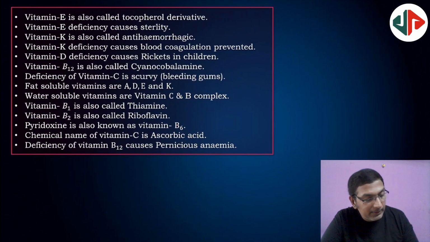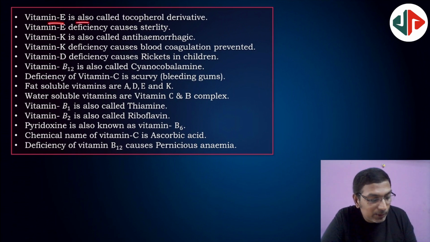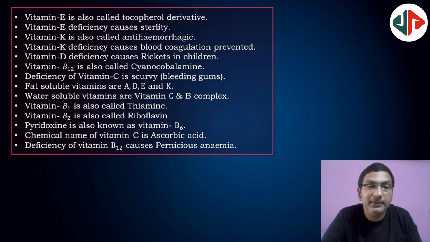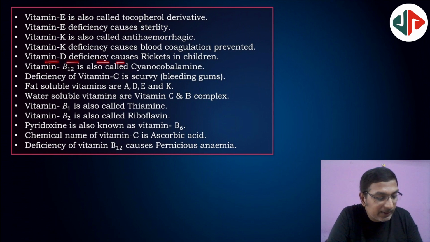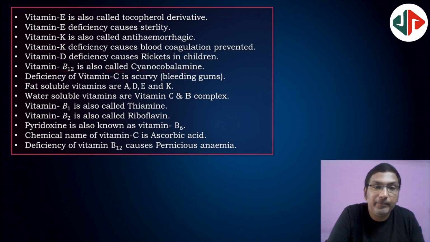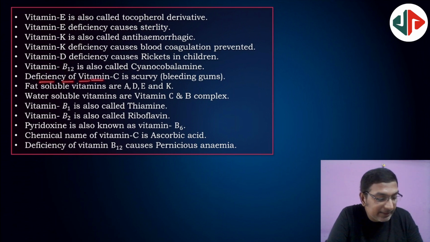Next, vitamin E is also known as tocopherol. Vitamin E deficiency causes sterility. Vitamin K is anti-hemorrhagic. Vitamin K deficiency causes prevention of blood coagulation. Next, vitamin D deficiency causes rickets. Vitamin B12 is cyanocobalamin. Cobalt is present here. Next, vitamin C. Deficiency of vitamin C causes scurvy, bleeding of gums.